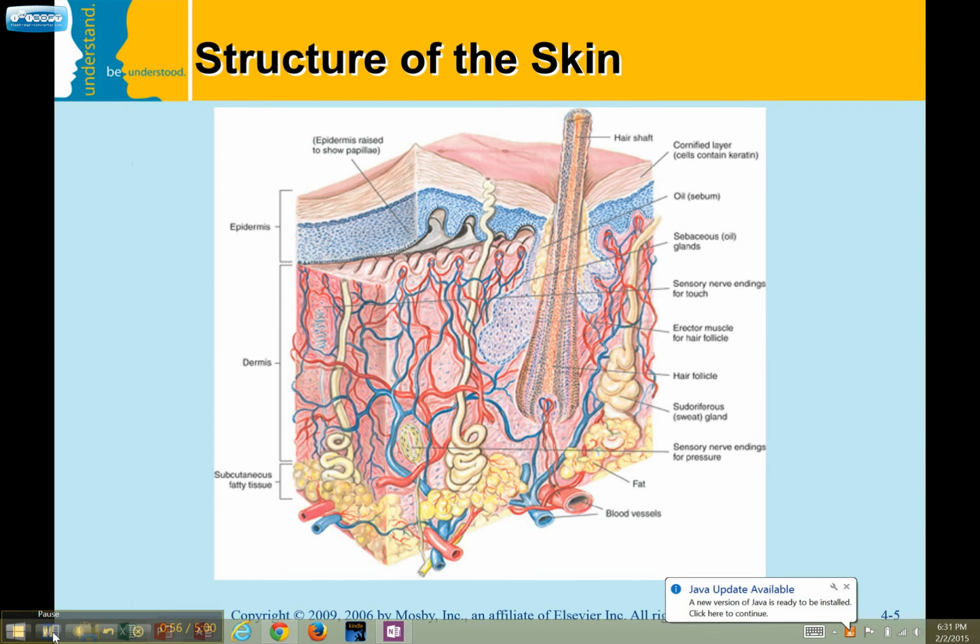The picture here can be found in your textbook, and you are not going to have to know any of the different structures such as all of these on this side. I will ask you just very general. Please know that the upper layers: the epidermis, the dermis, and then the subcutaneous fatty tissue.